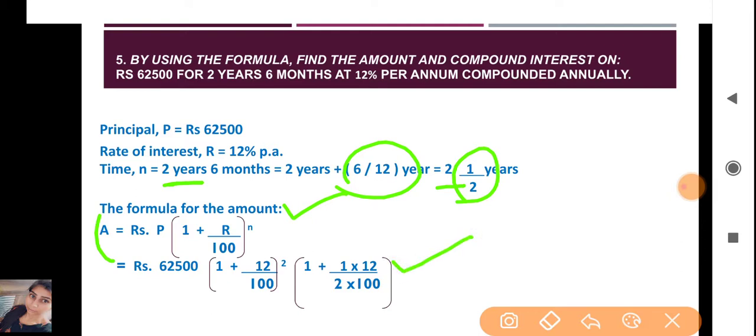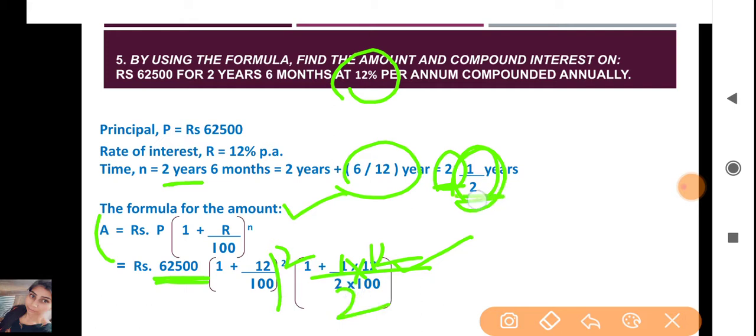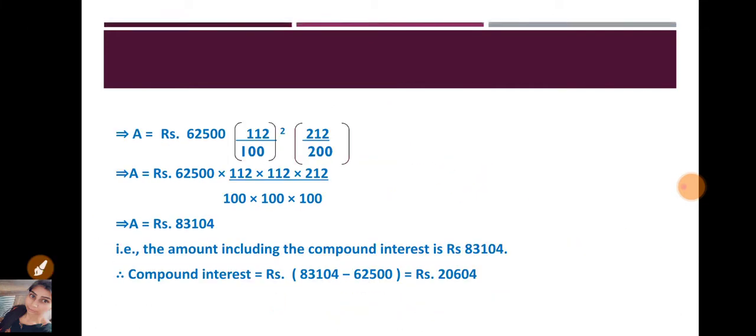So the formula is P, as it is, times 1 plus R by 100. My R is 12, so 12 by 100 raised to the whole number. Here the whole number is 2 and the fraction part is 1/2. So 1 will be multiplied with 12, that is the rate of interest, and the denominator 2 will multiply with 100. So now let us see the next part.